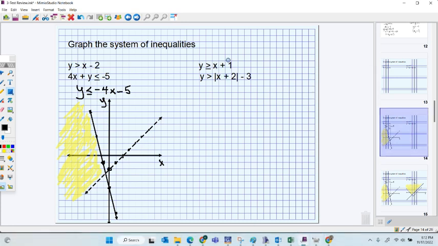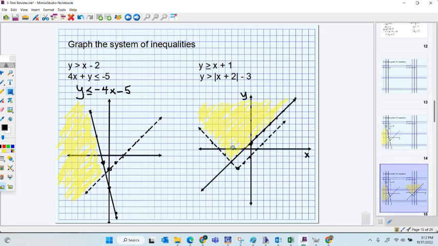This one, as you're aware, is another linear with a solid line. This will be dashed because no "or equal to," and it will be an absolute value, so you would go left 2, down 3 for your vertex on that one. Here's what it looks like. This one comes from here, left 2, down 3. This one starts at 1, up 1 over 1.